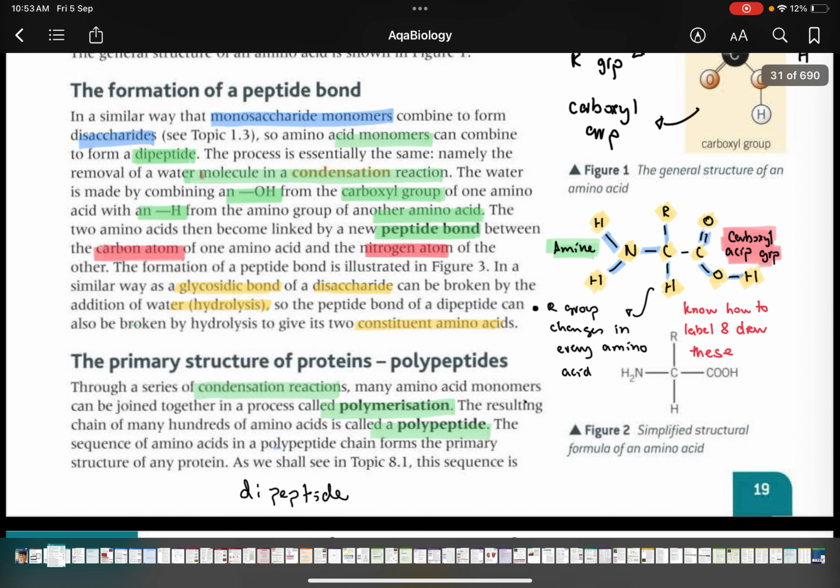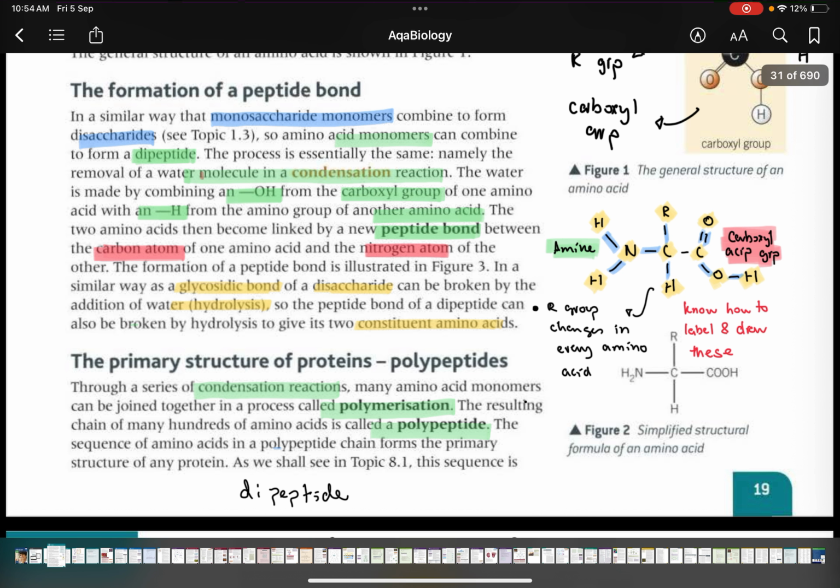So the formation of a peptide bond. In a similar way that monosaccharide monomers combine to form disaccharides, amino acid monomers can combine to form a dipeptide. That's just 2 amino acids. And disaccharides are basically 2 monosaccharides, so that would be for carbohydrates. An example might be lactose, I suppose. And the process is essentially the same.